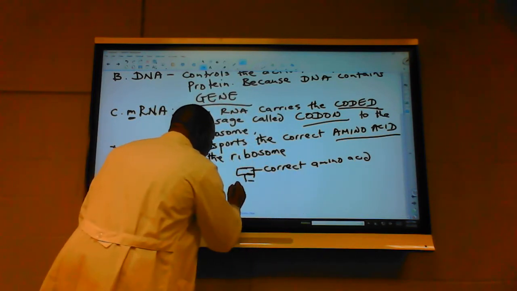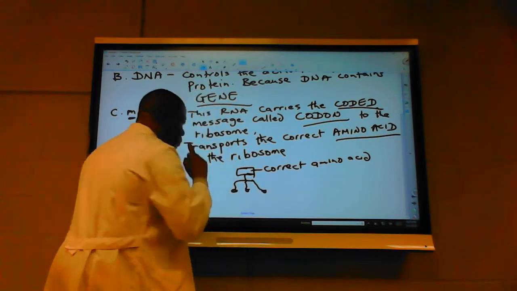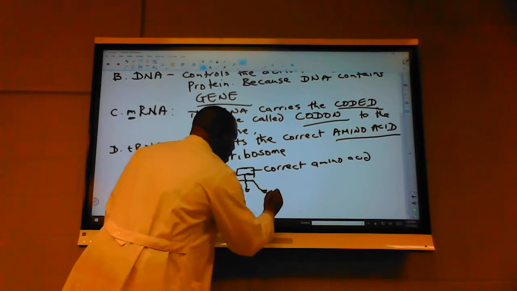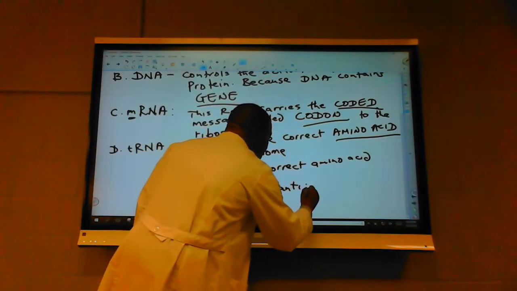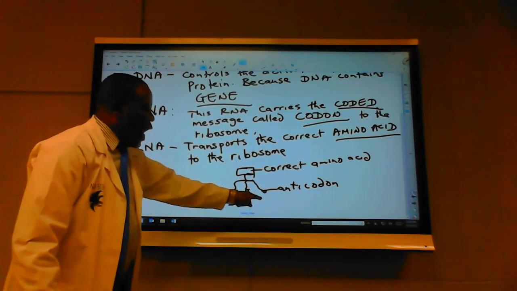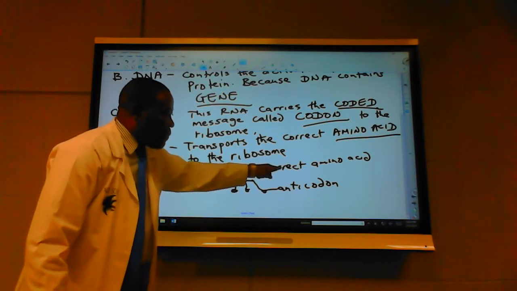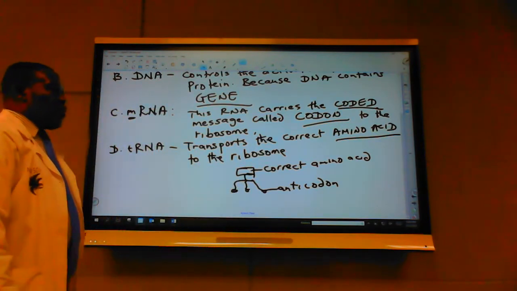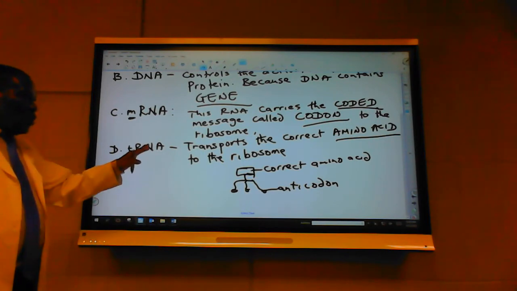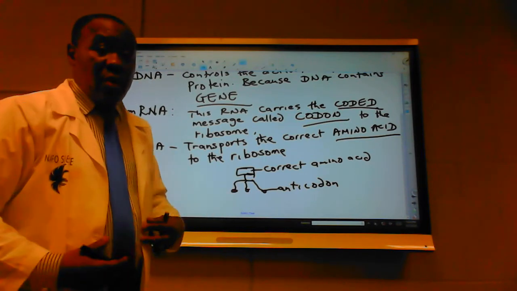So this is the tRNA itself. Now the structure may look a little bit different in books, but just remember there are 3 prongs at the bottom. These 3 prongs are called the anticodon. So the anticodon is going to break the code that is on the mRNA. When you break the code, it selects the correct amino acid and brings it to the ribosome. So just remember on the test, they will ask you which molecule has an anticodon.